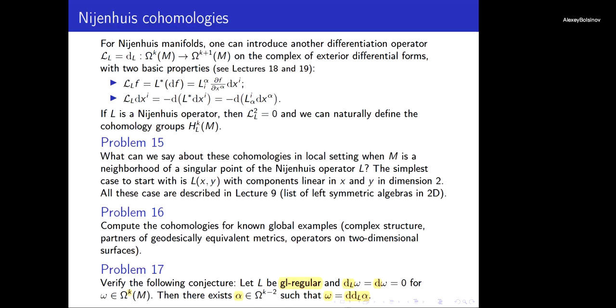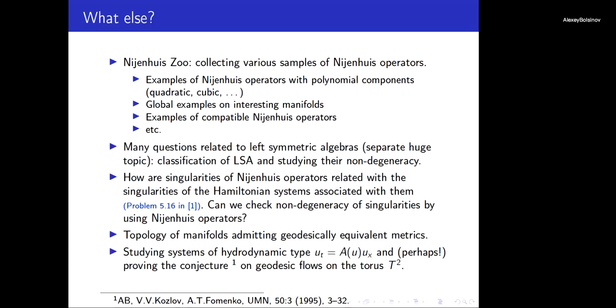Okay, so what else would I like to mention? There is a series of questions which we consider as some kind of Nijenhuis zoo, some kind of zoology, where we do not want to study properties and prove theorems. We just want to collect facts, collect examples, samples of Nijenhuis operators as kind of species. It's some sort of zoology or botany.